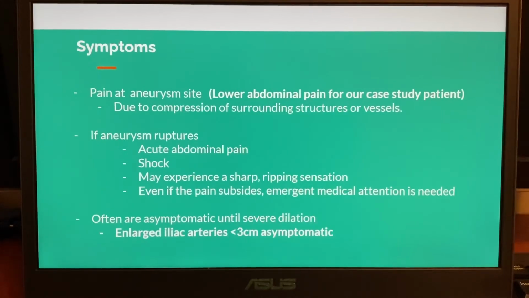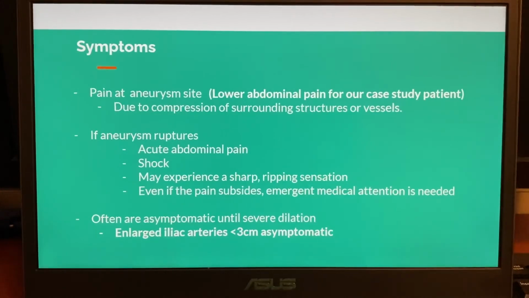Definitely will experience shock if there's a rupture. In one of the resources that I was studying for this case study, it says that patients may experience a sharp ripping sensation, and that even if the pain subsides, emergency medical attention is needed to help with that massive internal bleeding.